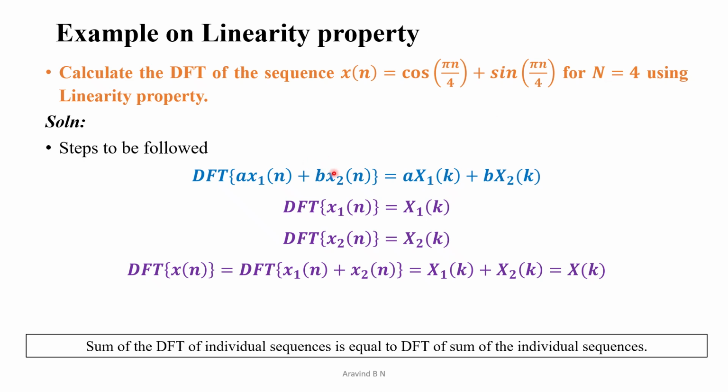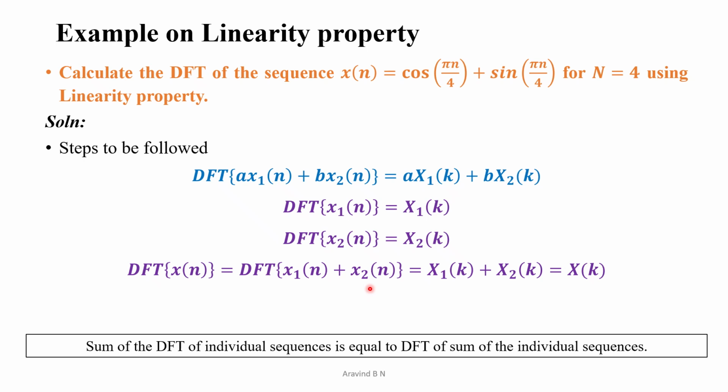So these are the steps being followed. For the linearity property, in order to prove this, first we are going to have DFT of x1 of n and then DFT of x2 of n. So that's what we are going to get, X1 of k and X2 of k. In the second part, we need to get this one. So for that, we first obtain the x1 of n plus x2 of n representation.